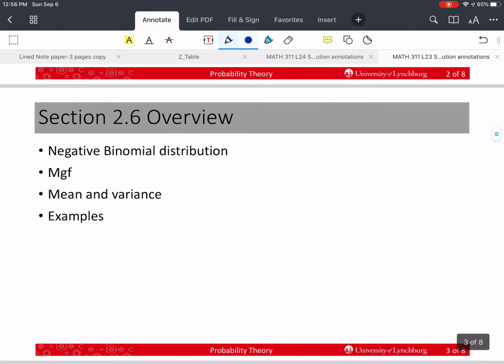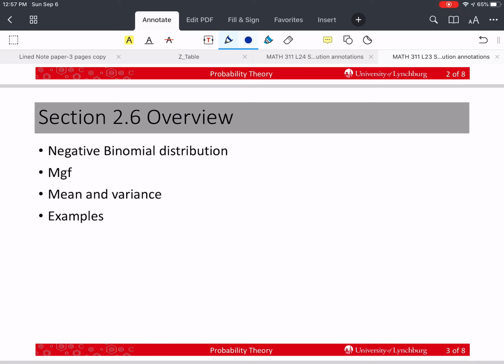So this time we're going to talk about the negative binomial distribution. It's actually a generalization of the geometric distribution. The geometric distribution, if you remember, we repeated the trials until we obtained the first success. So that is a special case of the negative binomial distribution.